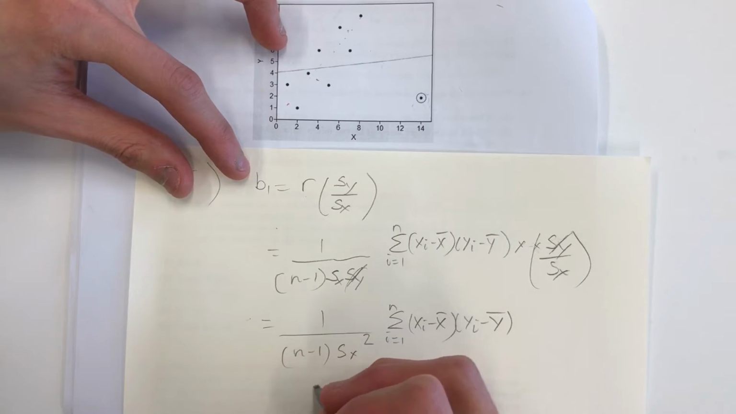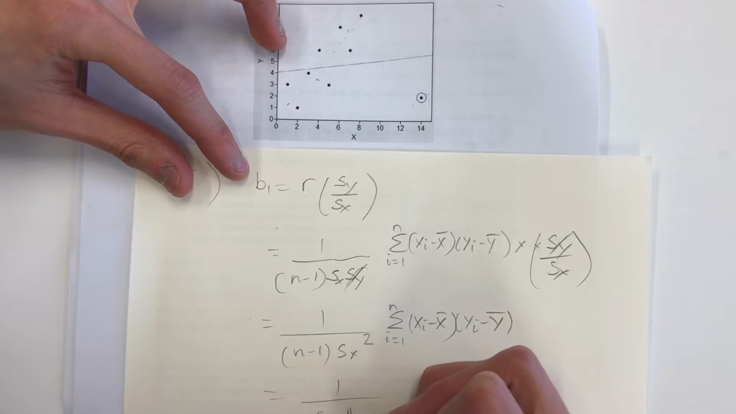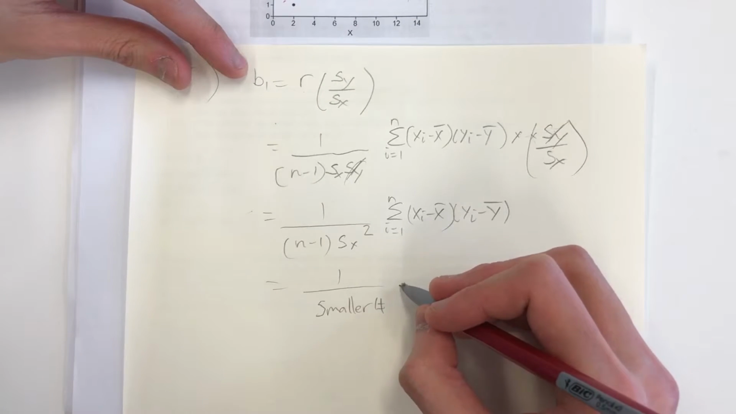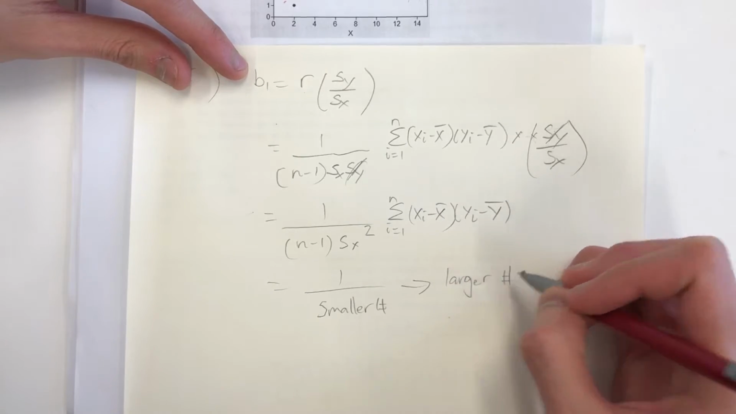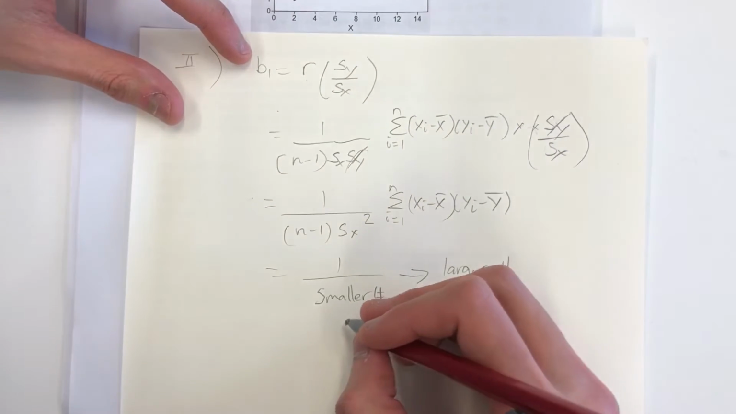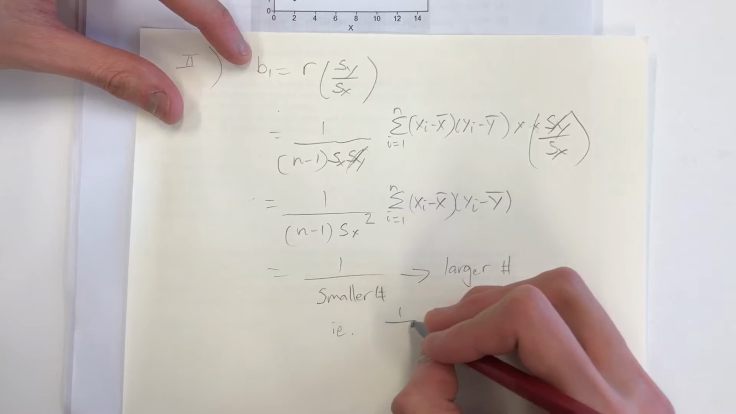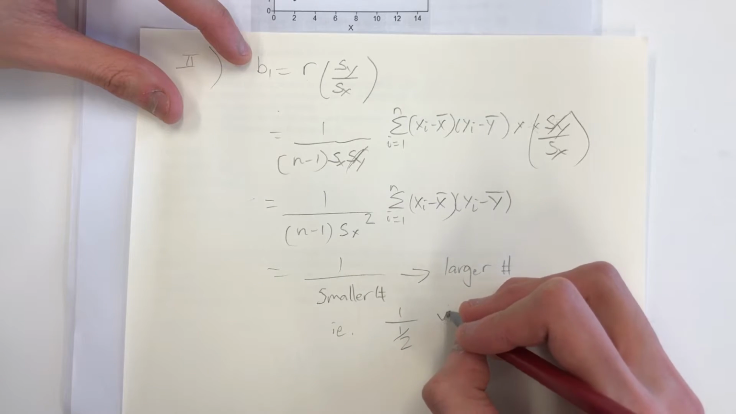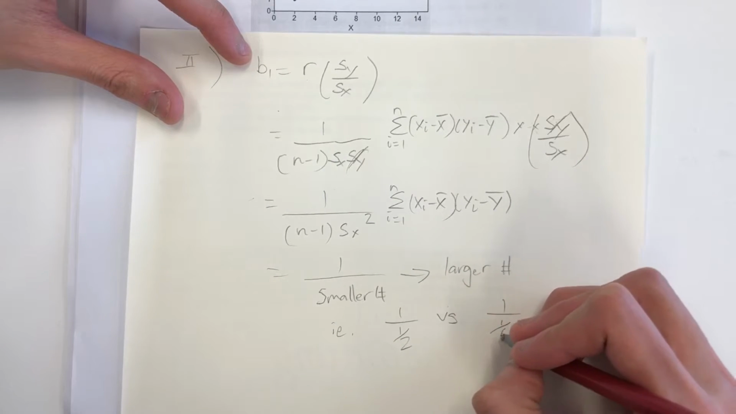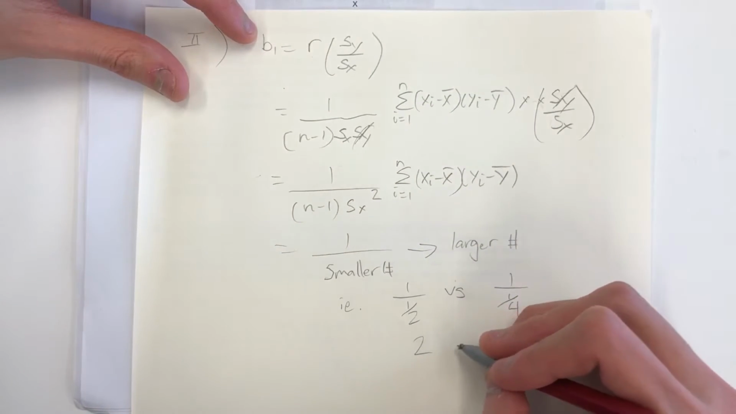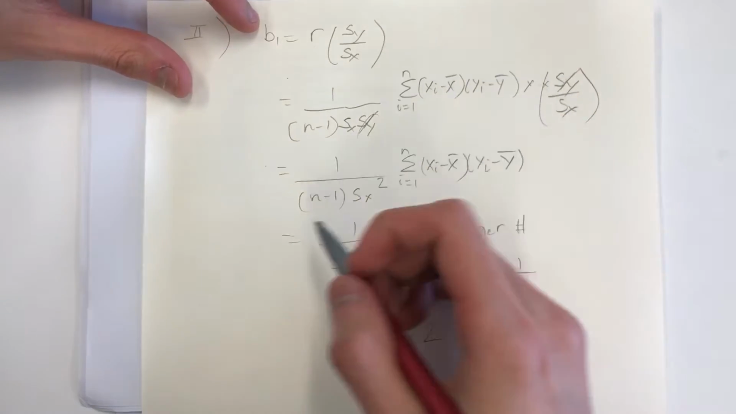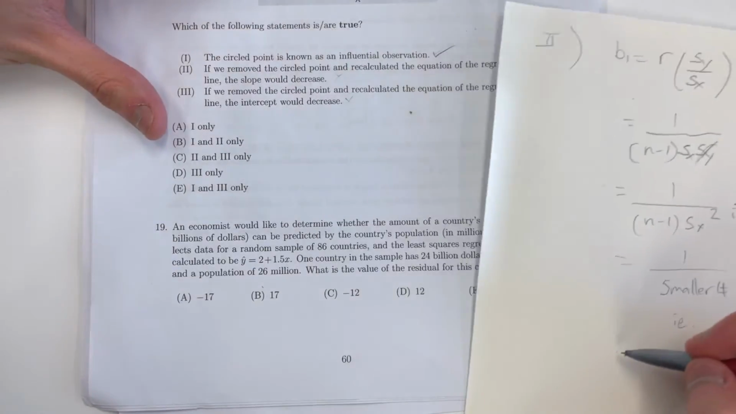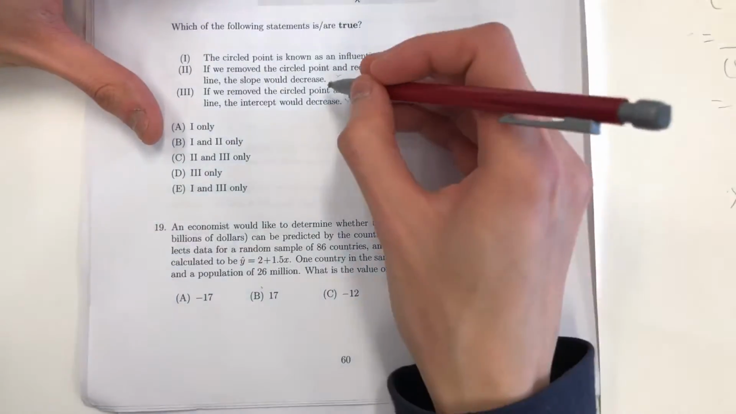So 1 over a smaller number gives me a larger number. For example, 1 over 1/2 versus 1 over 1/4, that would be 2 versus 4. So number 2 is false.